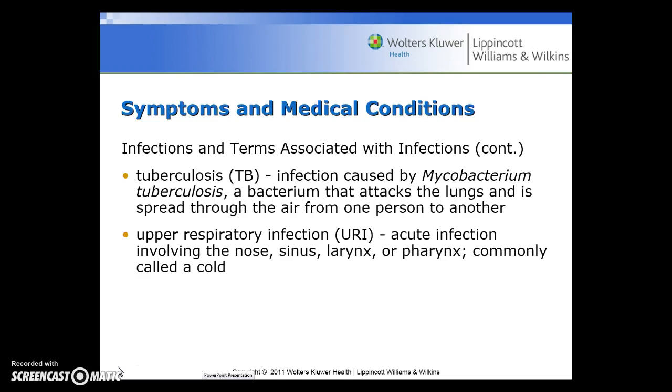Tuberculosis, or TB, is an infection caused by Mycobacterium tuberculosis, a bacteria that attacks the lungs and is spread through the air from one person to another. And a URI stands for upper respiratory infection and is an acute infection involving the nose, sinus, larynx, and pharynx, commonly called a cold. And we'll stop here and move to part 2.